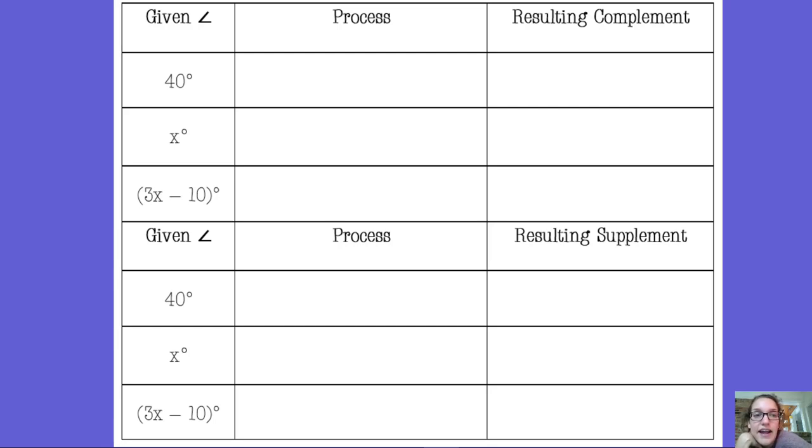Okay, so let's say I have one angle and I'm trying to find its complement. The complement would be the angle that, if you added it to the first angle, those two angles together would add up to 90. So for example, if our given angle is 40 degrees and I'm trying to find its complement, I know that what plus 40 is going to add up to 90. So my process is I'm going to take my angle and subtract it from 90.